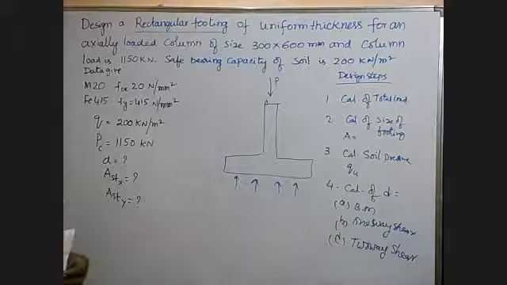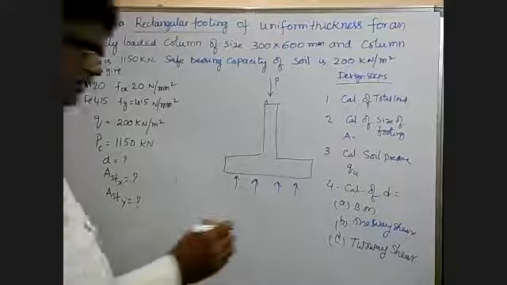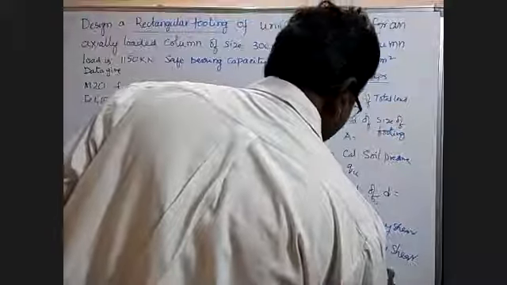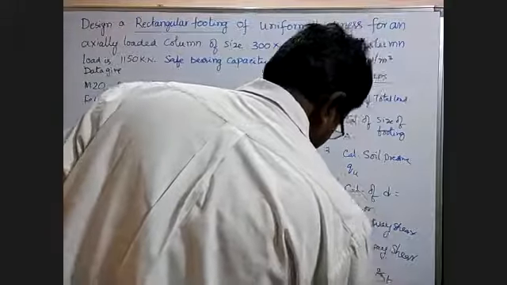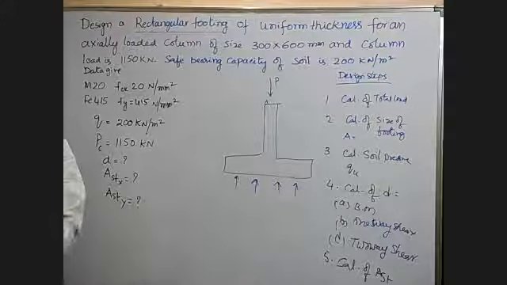And the fifth step is, what is that fifth step? Calculation of AST. You have to remember the design steps. So these are the 5 steps you have in the design of the footing.